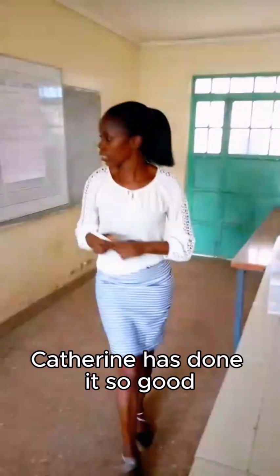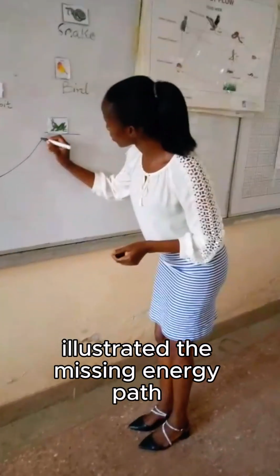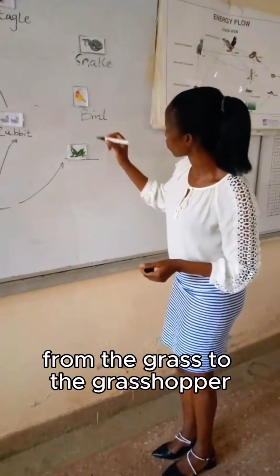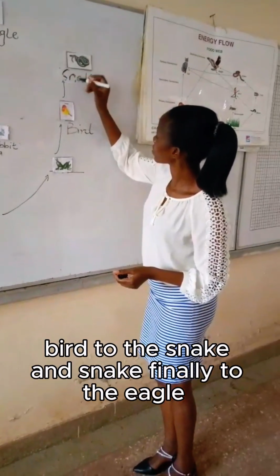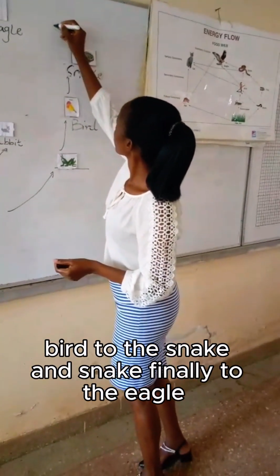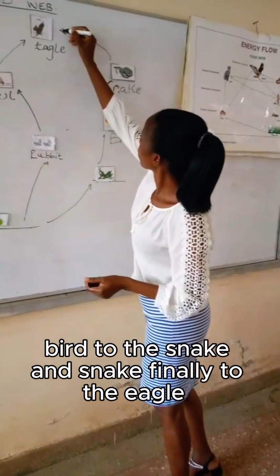Yes, Catherine? Catherine has done it so well. Illustrated the missing energy path from the grass to the grasshopper, grasshopper to the bird, bird to the snake, and snake finally to the eagle.